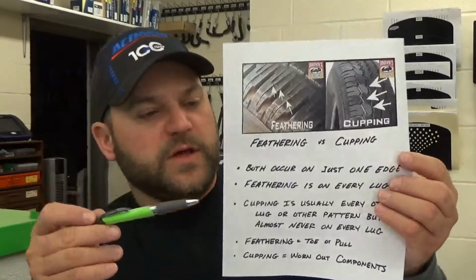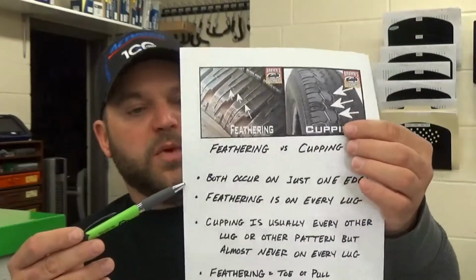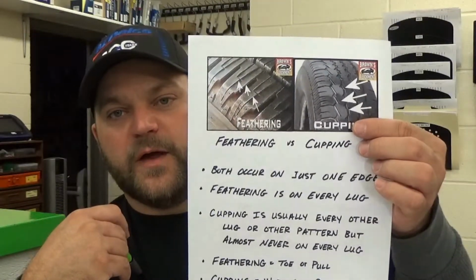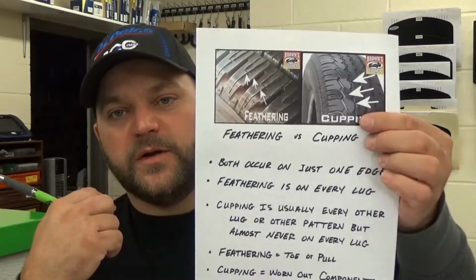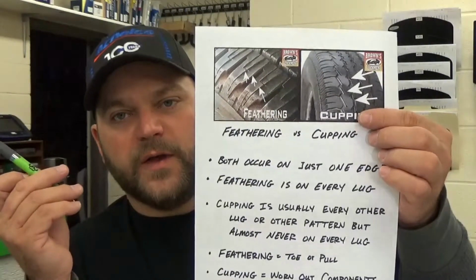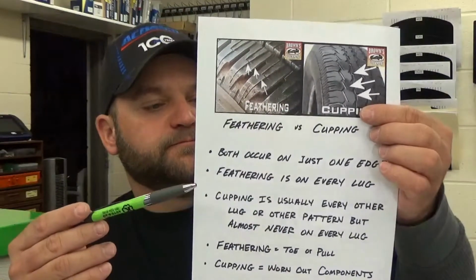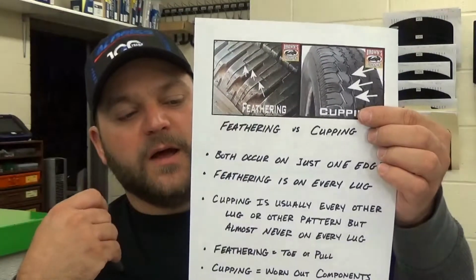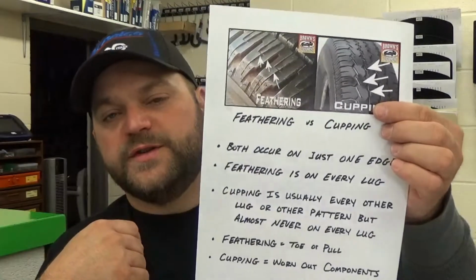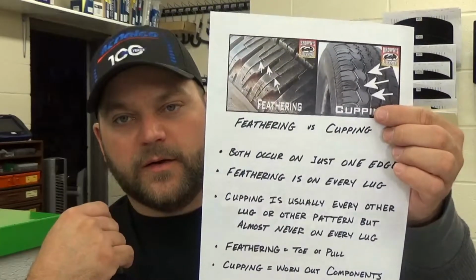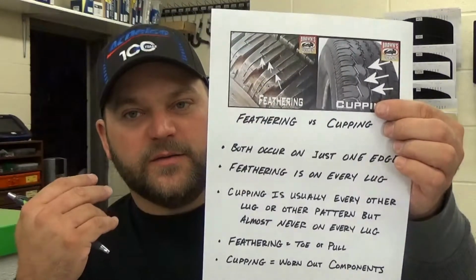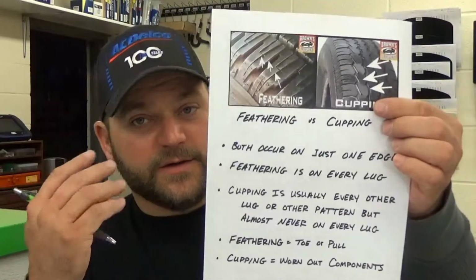Okay, a few key points. Both occur on just one edge. You typically will not have feathering on the inside and the outside. You typically will not have cupping on the inside and the outside. It should be on one edge or the other. Feathering is on every lug. Cupping is usually every other lug or other pattern, but almost never on every lug. It just doesn't happen that way. If you get a worn out part moving, it doesn't move so quickly that it affects every lug of the tire.